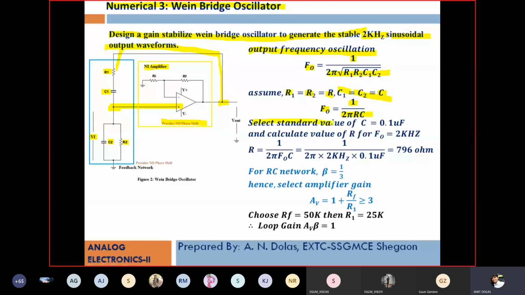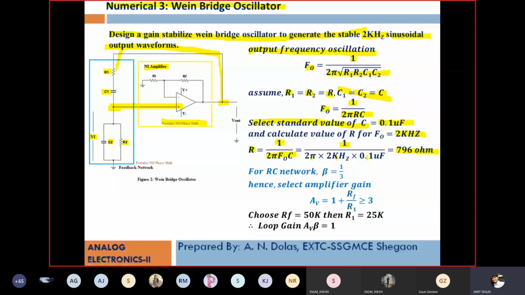Select a standard capacitor value, always less than 1 microfarad. So 0.1 microfarad is assumed. You may go for 0.01, no worry about that. Putting this into the formula, because we have to generate 2 kilohertz frequency, resistance R will be 1 over 2 pi f0 C. So 1 over 2 pi into 2 kilohertz into 0.1 microfarad comes to 796 ohms. And we know 796 ohm is not available, so a nearby value is preferable.